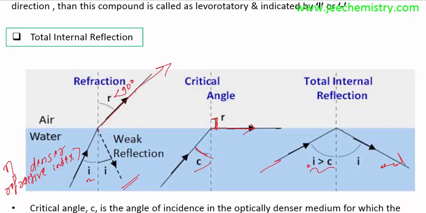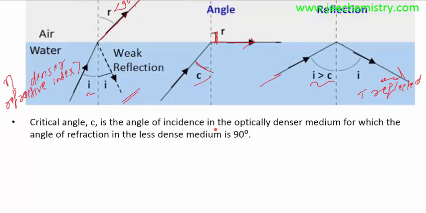If the incident angle is more than the critical angle, then the light is totally reflected. So I have written: critical angle is the angle of incidence in the optically denser medium for which the angle of refraction is 90 degrees. When the angle of refraction is 90 degrees, that angle of incidence is called the critical angle.